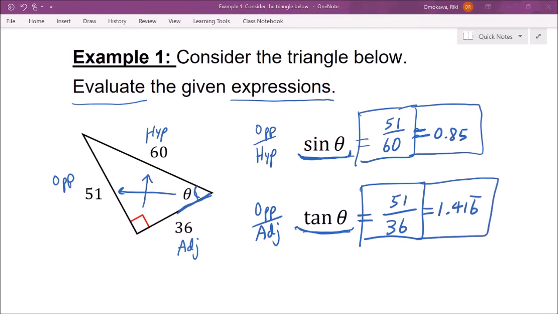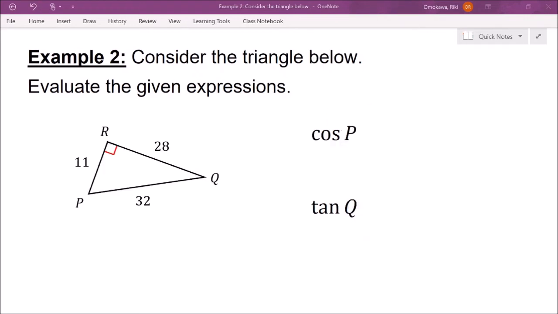So that's mostly it for this lesson, although a word of caution. Here's an example that's asking us to do exactly the same thing as the previous example. It says evaluate the given expressions. It's a right triangle. We have all the side lengths, right? However, what's different? Notice that the angle measures that we are working with are not labeled with variables. So there's no theta here, there's no theta there, no variables inside the triangle, right?